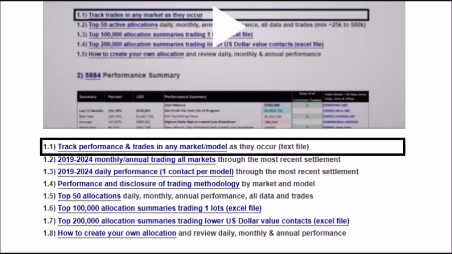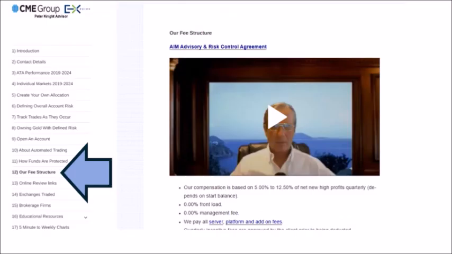The fact that we provide potential clients with full disclosure of trading methodology, provide all historical data for objective performance verification, and the exact trade entries and liquidation levels before trades occur. And the fact that we base compensation on 5% to 12.5% of net new high profits quarterly. As independent advisors, we hold no customer funds, nor do we work exclusively with one brokerage firm.